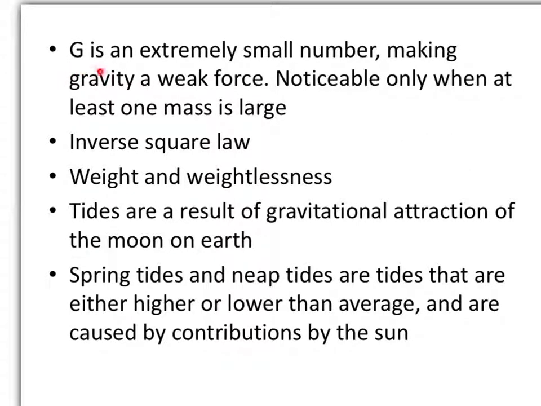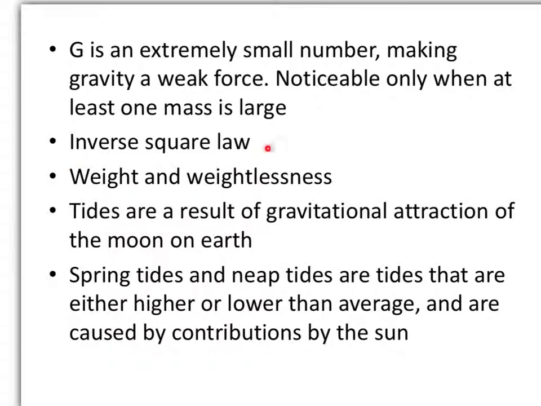Okay, now because G is so small, it makes gravity a weak force. Actually, there's four fundamental forces in the universe, and gravity is by far the weakest. Really, it's only noticeable when at least one of the masses is large. So when you're talking about a planet, for example, then gravity is very noticeable. But if you take two objects and put them side by side on a table, the gravitational force between those two objects is so small that it's certainly not noticeable, and it's extremely difficult to even measure it.